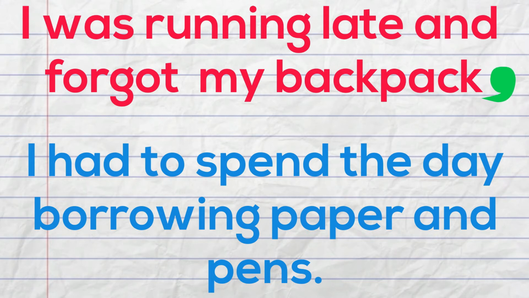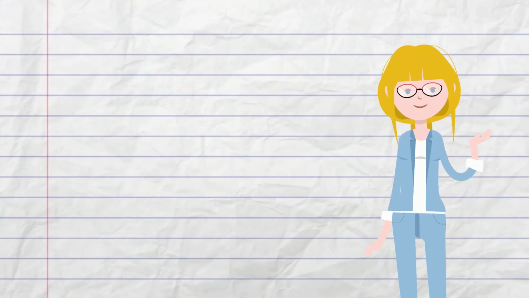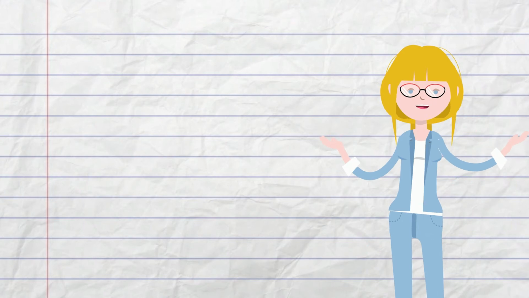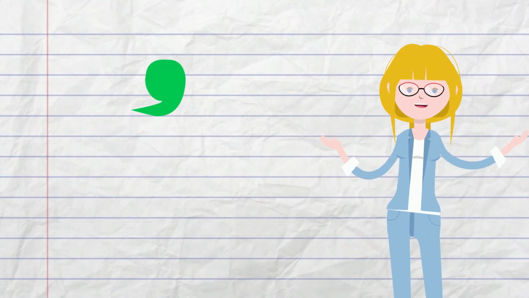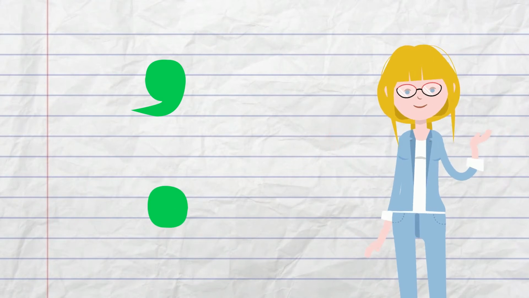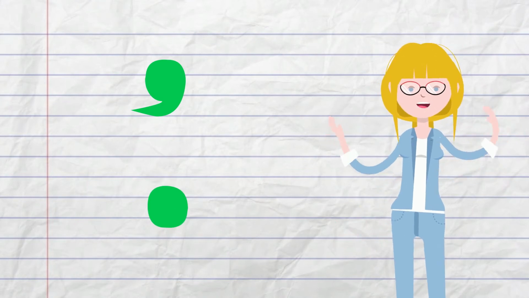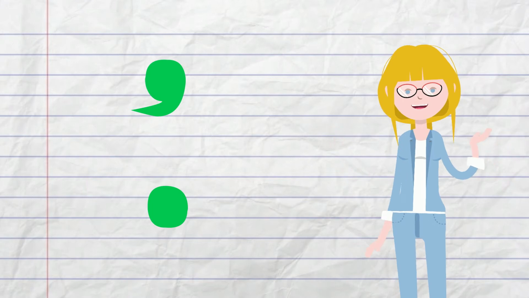To correct by separating with a period, we replace the comma with a period. I was running late and forgot my backpack, period. I had to spend the day borrowing paper and pens, period. This is probably the easiest way to correct a comma splice. Simply replace the comma with a period and capitalize the first word in the second independent clause if needed.